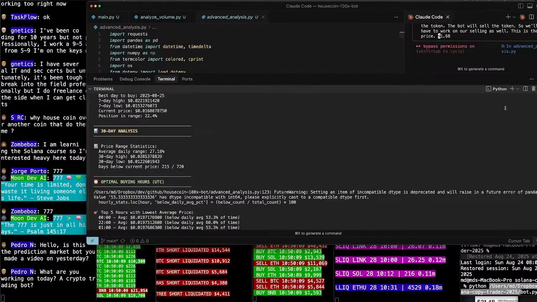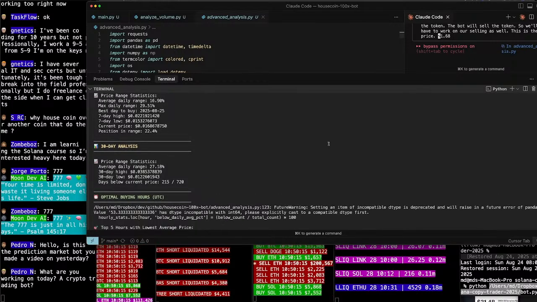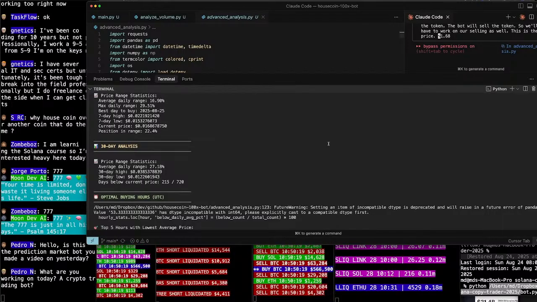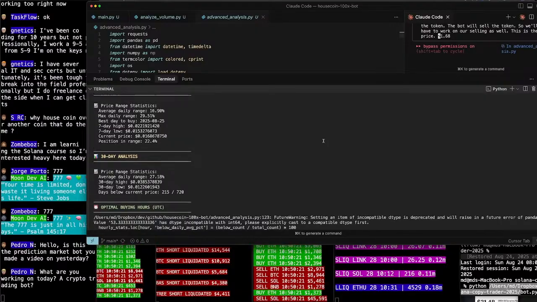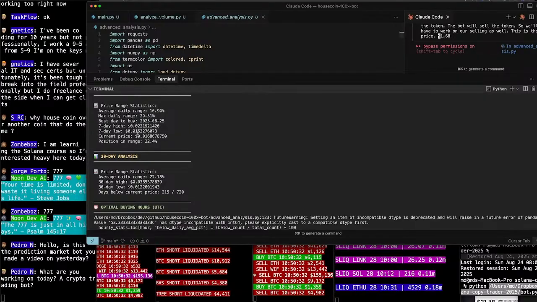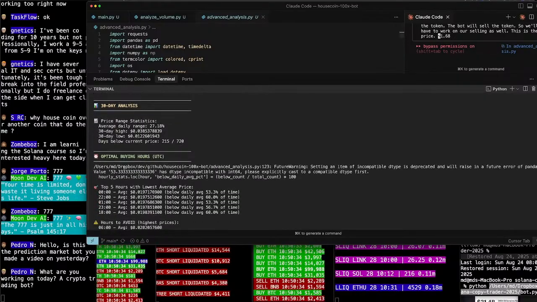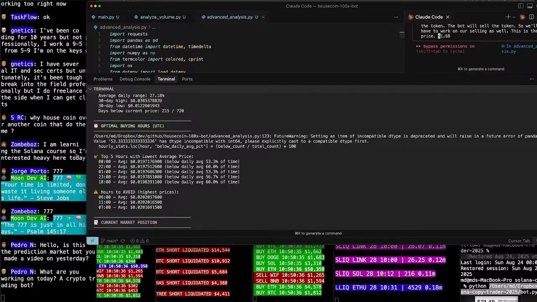And I will be tweaking it over time, so you'll see things. I'll probably have to fix things and add new ideas, and I'll make this GitHub public, maybe, if anybody wants it. Throw GitHub in the chat if you want this to be a public GitHub. I just don't know if people actually want my GitHubs or if they just want to see it here on the screen. So just let me know. Price range statistics, okay. 30-day analysis, optimal buying hours, UTC.